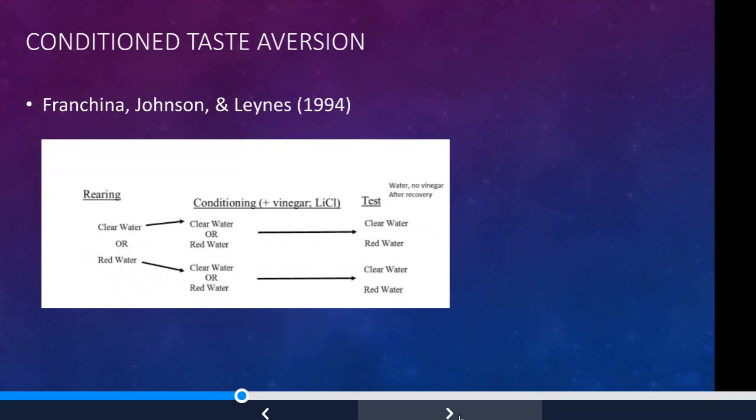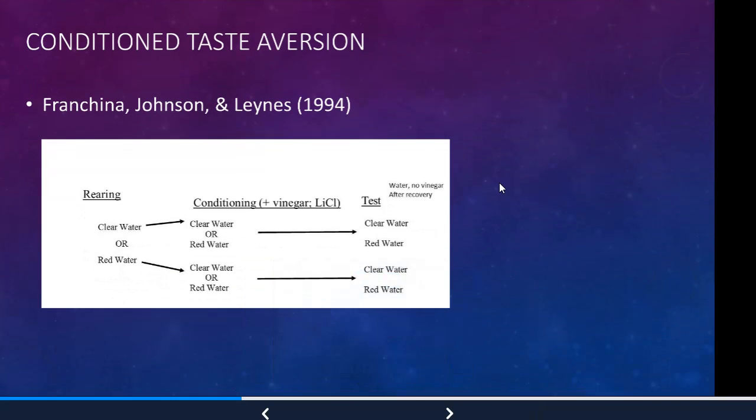So the next thing we did is tested them. After they were poisoned on that, the next thing we did was test them on different solutions. We split these groups in half again, and we tested them either on clear water or red water. Now on test day, no vinegar was added, so it's just water for them.